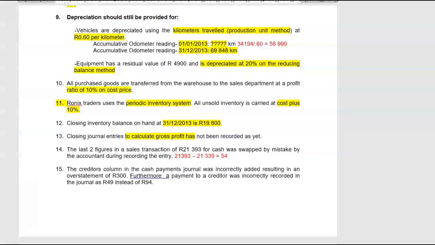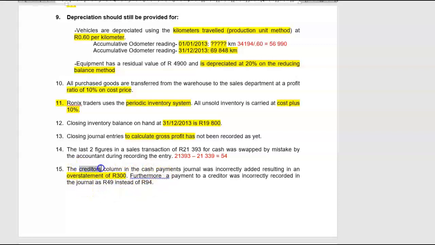Great. Then the last one, the creditors column in the cash payments journal was incorrectly added, resulting in an overstatement of 300 Rand. Now, if there was an overstatement, what would I have done? I would have credited bank and debited the creditors account with 300 Rand. But this is only a calculation error. So, what is wrong? Bank is not necessarily wrong. I'm just going to rectify that. The bank column is not wrong per se. So there's no problem in my bank account.